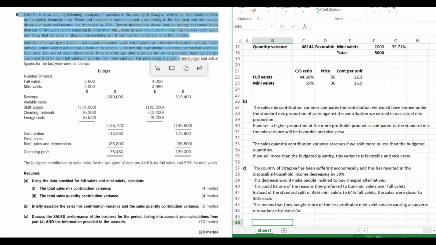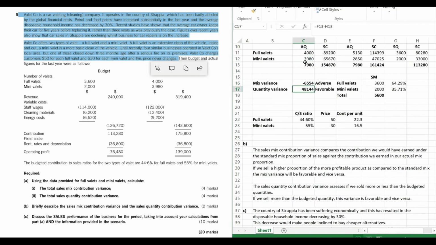Okay, now it says after that, recent studies have shown that the average car owner keeps their car for 5 years before replacing it rather than 3 years as was previously the case. So now they started keeping their cars for longer because they're trying to get more mileage out of a car rather than having to buy a new one because they really don't have the income to do so. What would happen because of that? Well, if you're keeping a car for longer, you want to maintain it, clean it more often, right? And has anything happened that would suggest that that's been the case? Yes, our sales quantity variance has gone up. We expected our sales to be for 5,600 units. Instead, they were for 7,980 units, meaning people are getting their cars cleaned more often. So we can link that point.